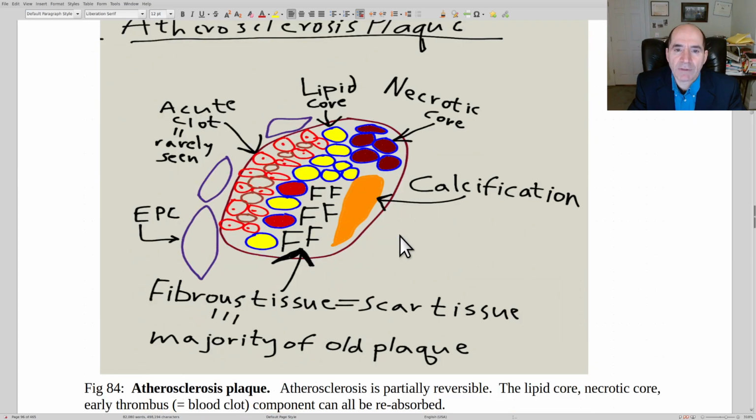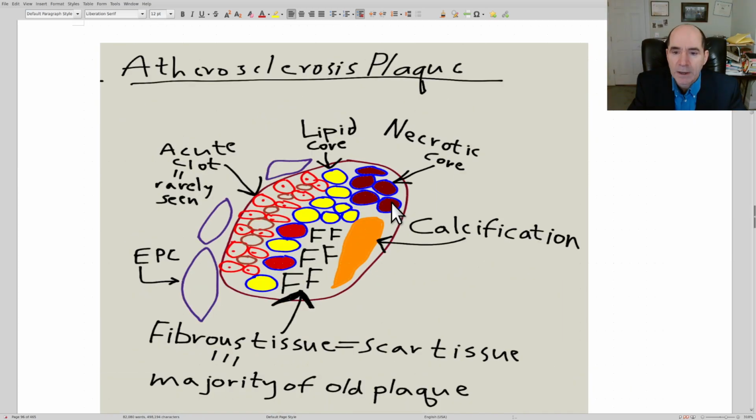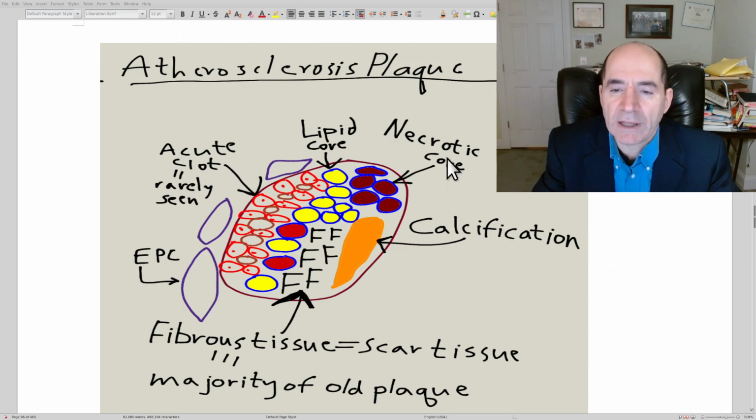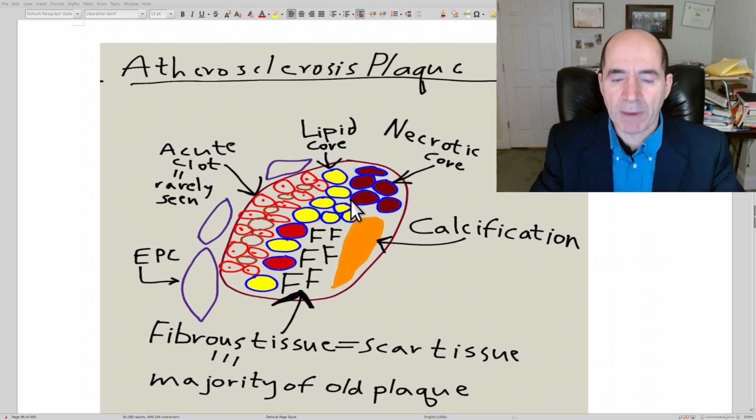Okay, here's a picture of an atherosclerotic plaque. And the real question is, how much of this is reversible? Remember, we talked about it being like a blood clot. There's a component that's dead cellular material, the necrotic core. That can be totally reabsorbed, so that's reversible. There's a lipid core, which comes largely from the plasma membrane and phospholipids in the red blood cells, for example. That can be reabsorbed.